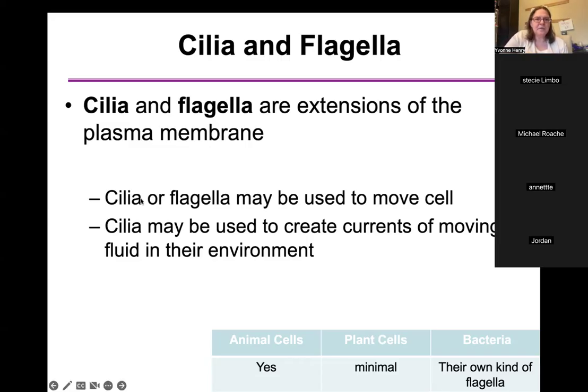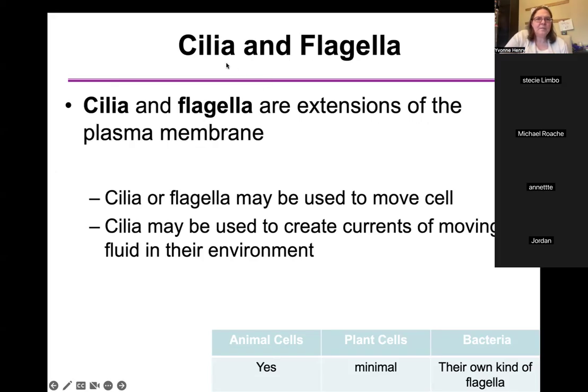So cilia help to move the cells around or to help move things past the cells. So in a lot of fluid environments in your body, you need to have that fluid moving past. So think of your digestive system. You eat something, you need to swallow it, move it into your stomach, move it through your intestinal system and out of your body. So you need something in the body to help tell the things what direction to go, kind of like a police officer saying that way, wrong way, a one-way street, go that way. So the cilia will help do that.